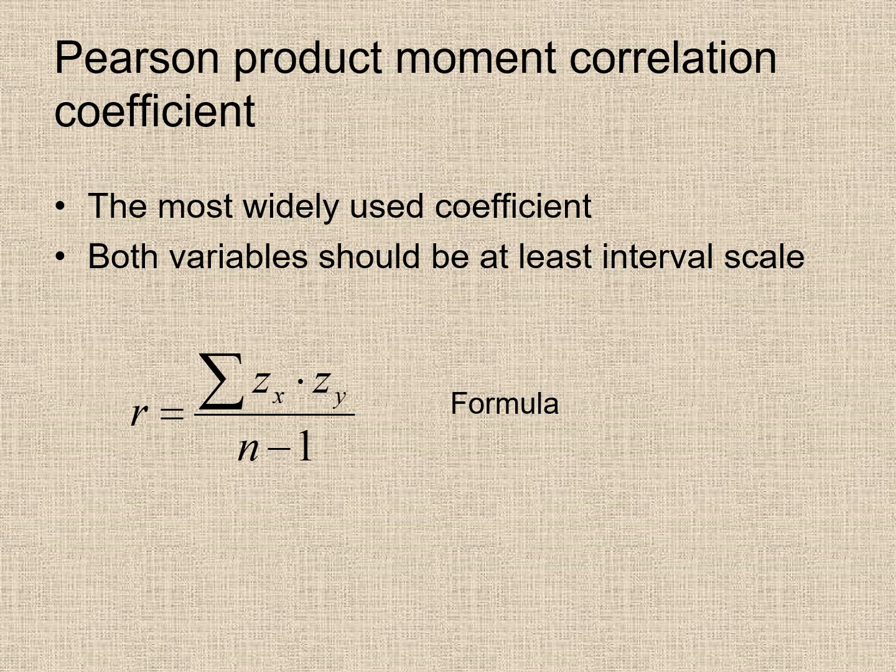If they are ordinal scale, there is an alternative, a so-called non-parametric correlation coefficient, called Spearman's correlation. Spearman's rank order correlation, if I remember right. So that's an alternative that can be used if one or both of the variables are on an ordinal scale. If one or both of the variables are on the nominal scale, then you cannot calculate correlations.